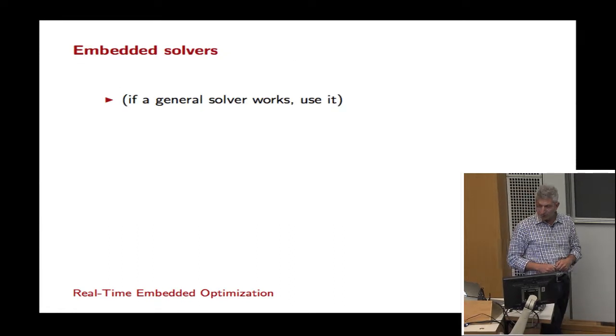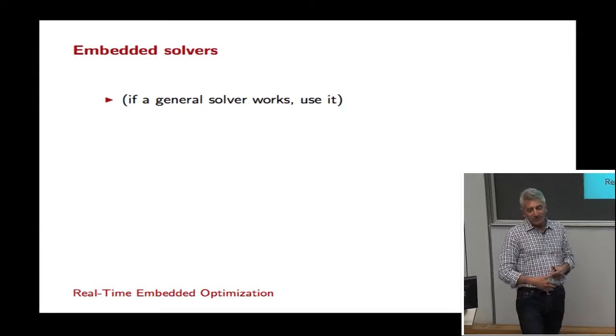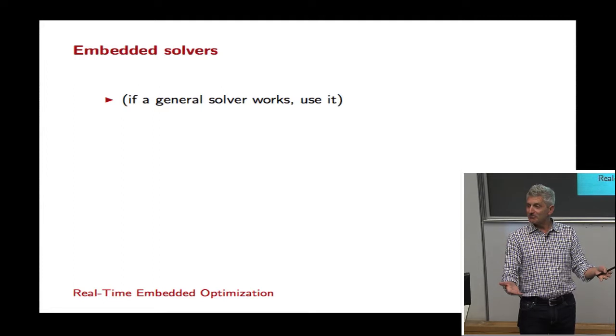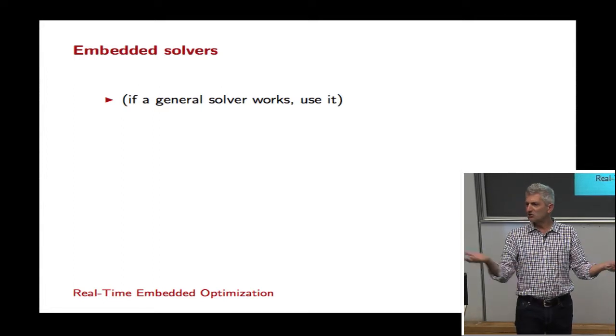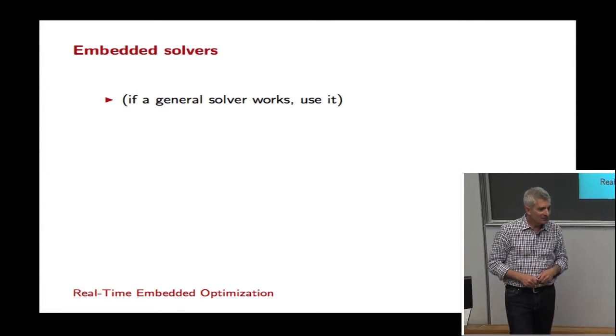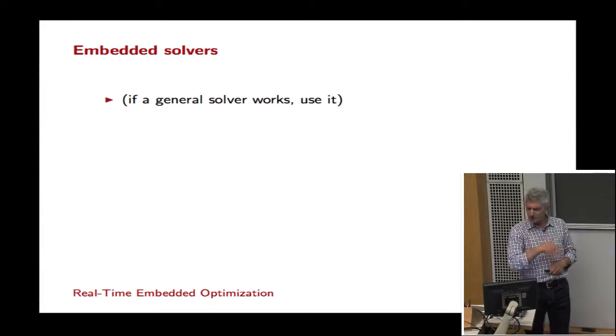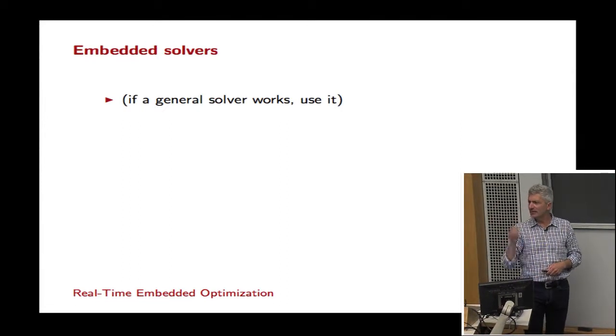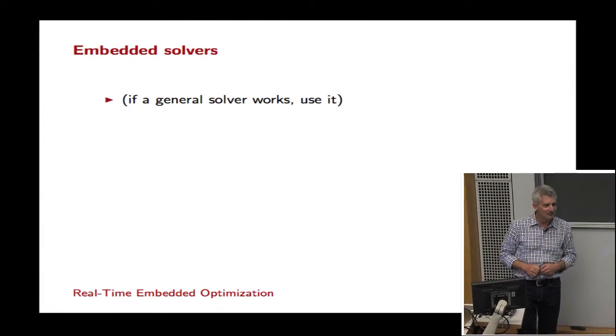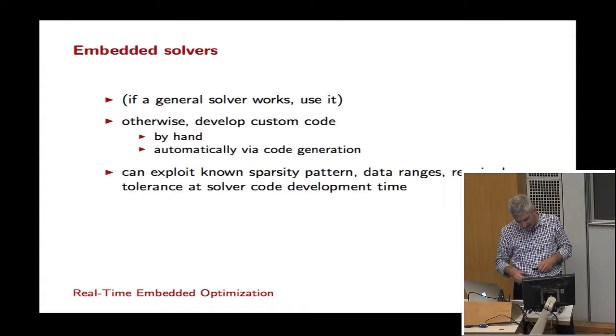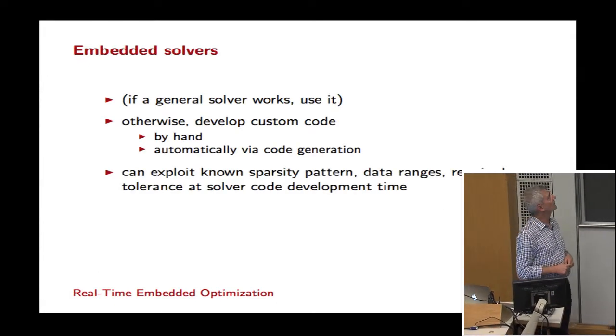Okay, so how should you do this? Well, first of all, if you have to make a decision every 15 minutes, use whatever you want. By the way, if every now and then you have an exception or some problem, try it again. Perturb the data a little bit and try it again. Maybe it'll work. You have enough time. Otherwise, you develop custom code.